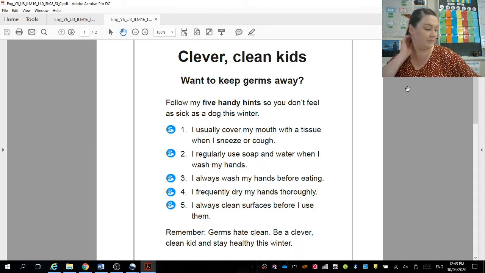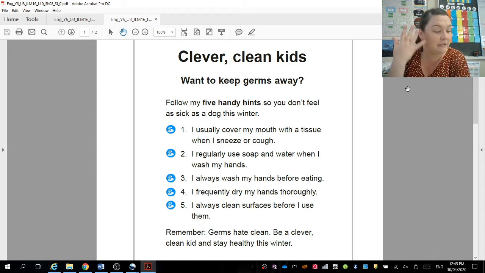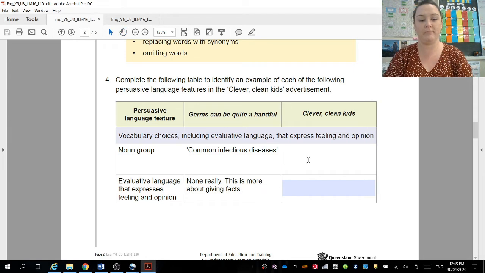So, already some pretty clear ones, and one of those is, look at the heading: Clever, clean, kids. If you have a look at that, what word is your noun? Hopefully I'm hearing the word kids. And what words describe the kids? Clever and clean. That's what you're putting in there, guys. I'm just going to type it in. There we go. Are there any others?